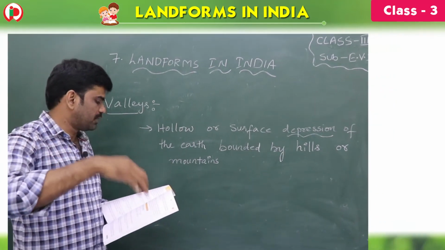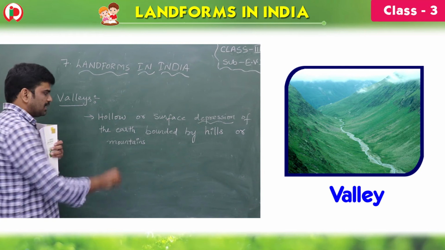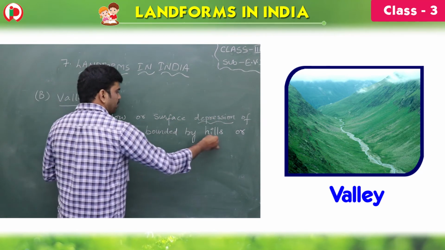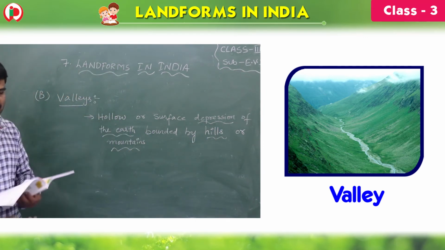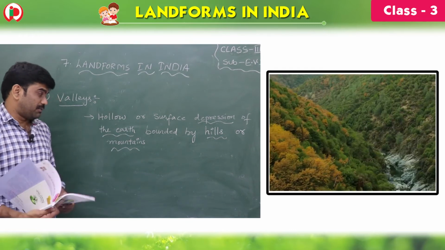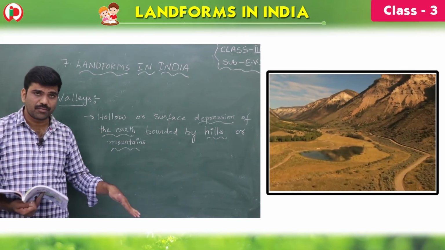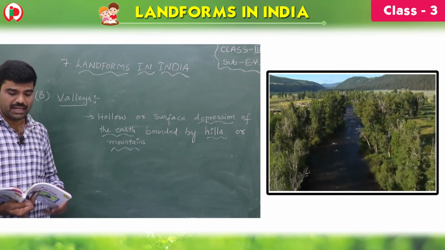A valley is a hollow or surface depression of the earth bounded by hills and mountains. Once again I repeat, a valley is a hollow or surface depression of the earth bounded by. So what is the boundary here? Hills or mountains.